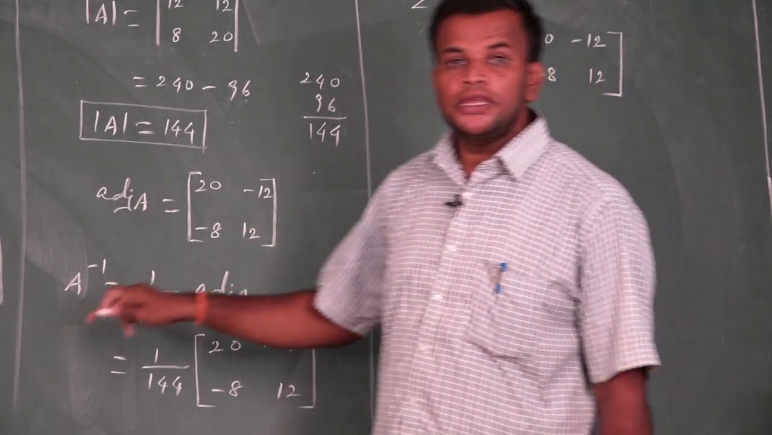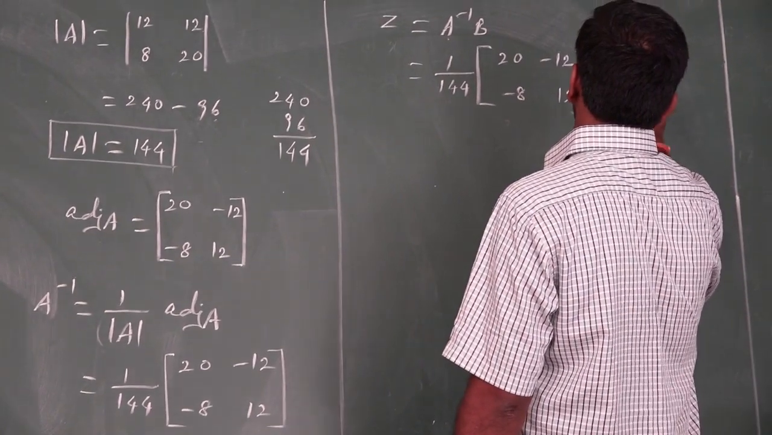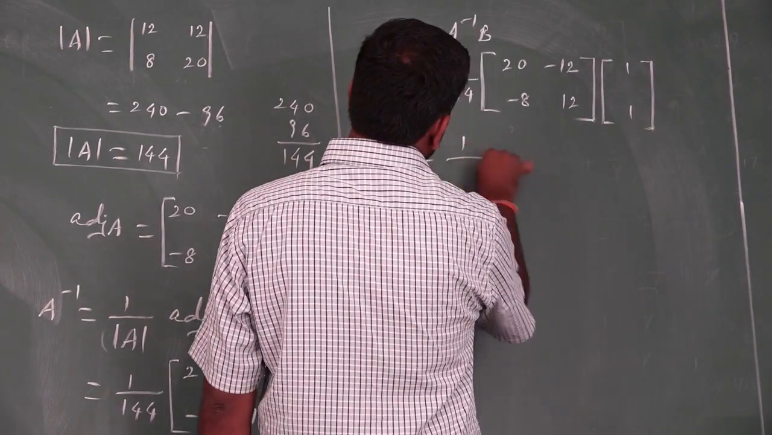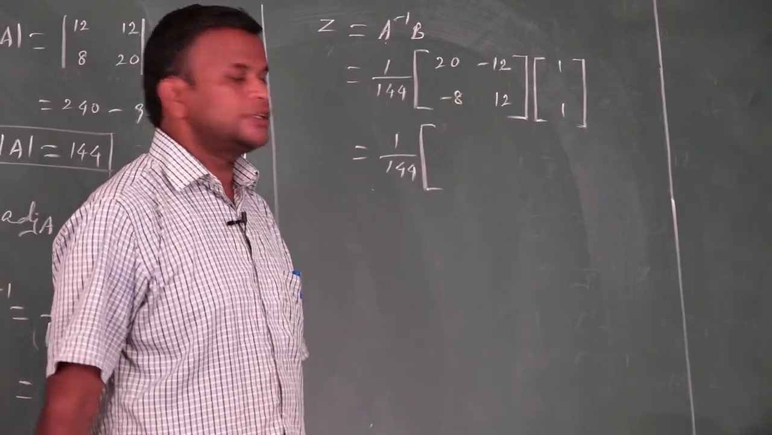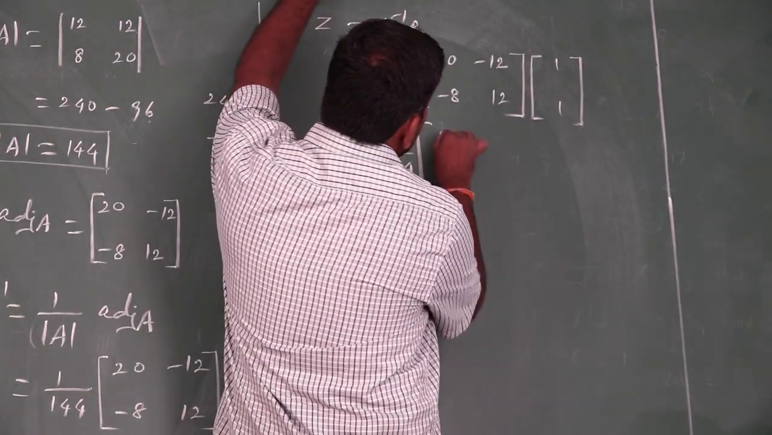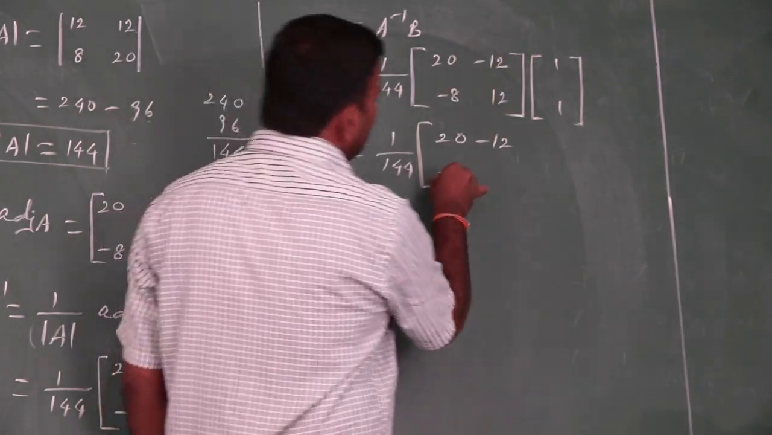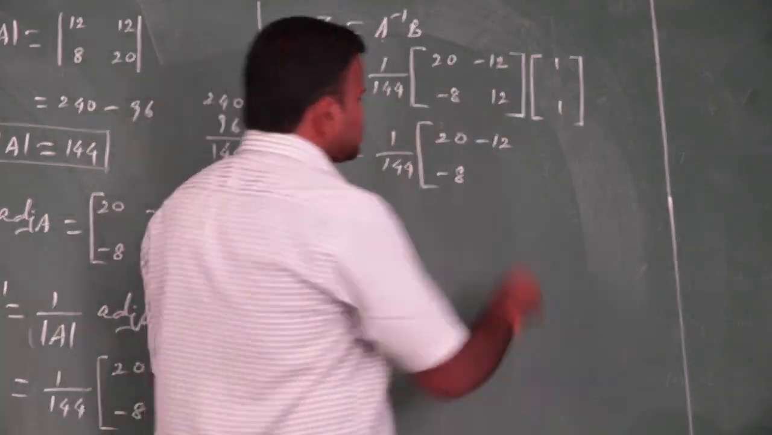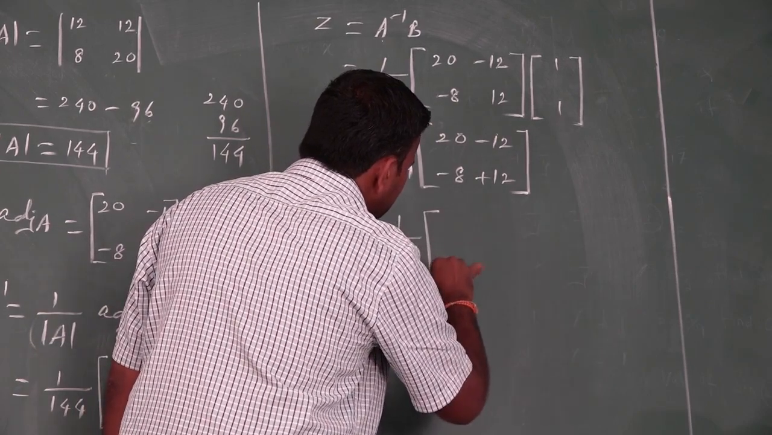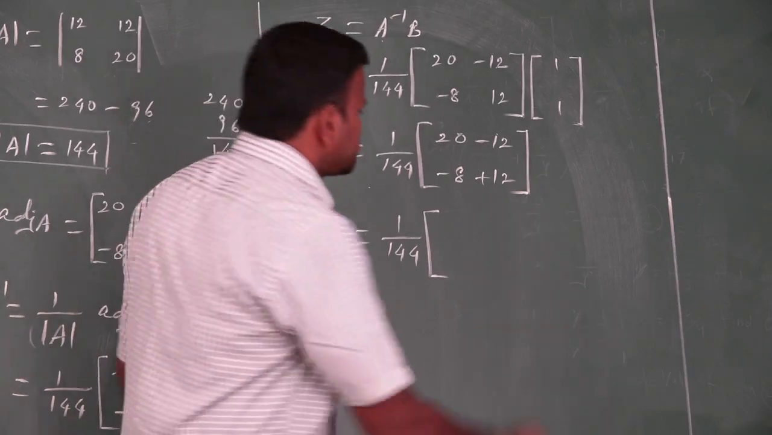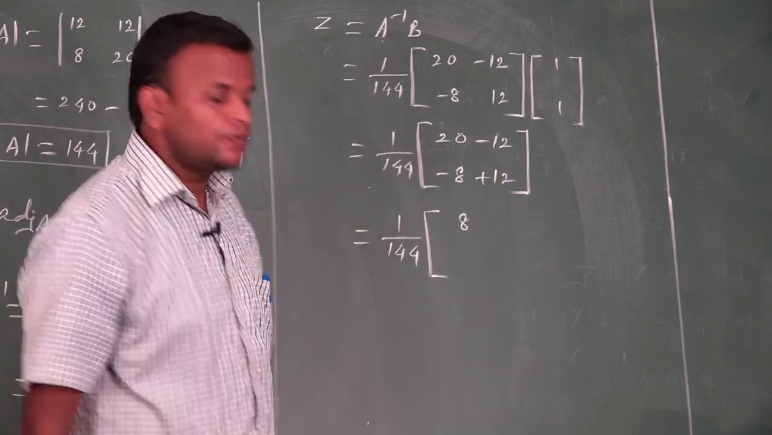The value of the matrix B is just 1, 1. So 1 by 144 is the number, and the matrix is multiplied by 1, 1. So we directly write 20 into 1 is 20, minus 12 ones are 12. Second row, first column, minus 8 into 1 is minus 8, plus 12 ones are 12. So 1 by 144 of 20 minus 12 is 8. Minus 8 plus 12 is 4.